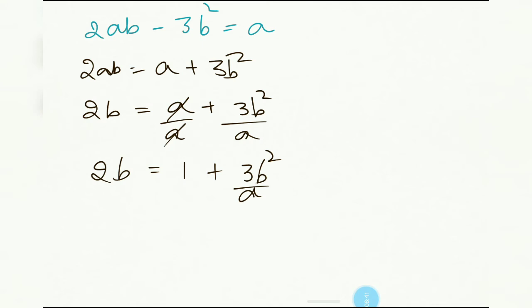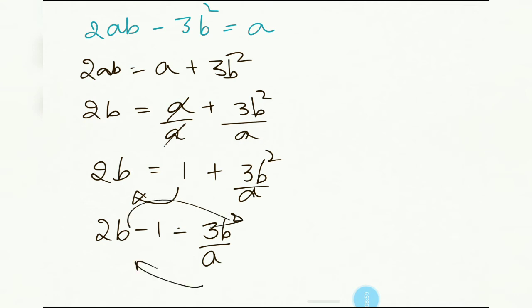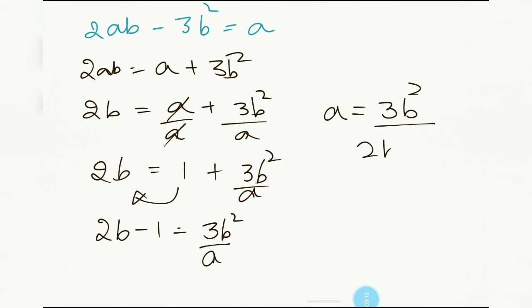Correct. So next, what are we going to do? I'm going to send this 1 to the LHS. So 2b minus 1 is equal to 3b square by a. Understood? Now we want the value of a, so I'm going to send this a here and 2b to the RHS, because that is what is asked in the question. Now a is equal to 3b square by (2b minus 1).